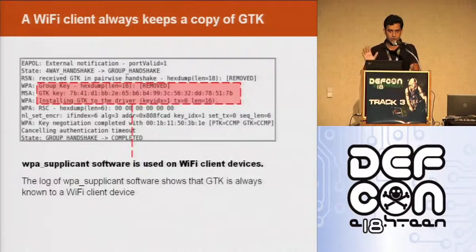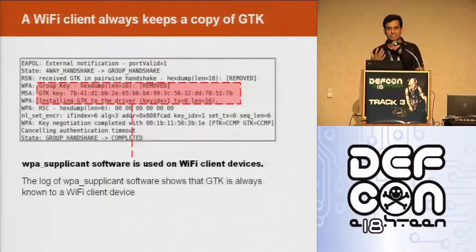And here I'm showing you a log of a Wi-Fi client device. There is a software called WPA Supplicant which runs on client devices, and it shows that the client has a copy of GTK available. So the group key is always available to the client device. It is always known to the client device. Why does the client keep a copy of GTK? Because it has to decrypt packets coming from the access point.